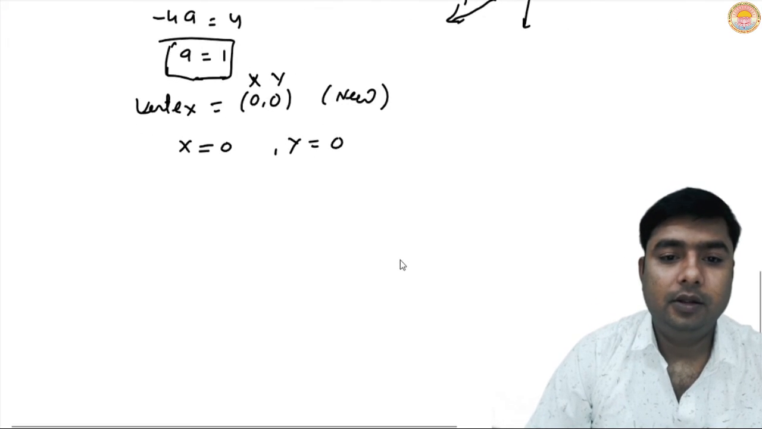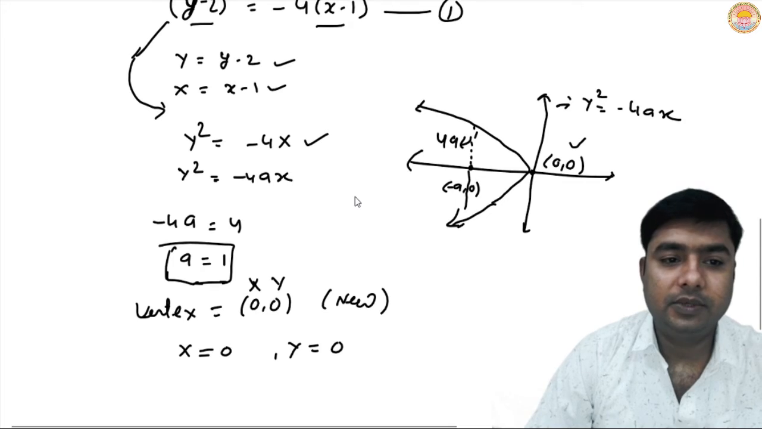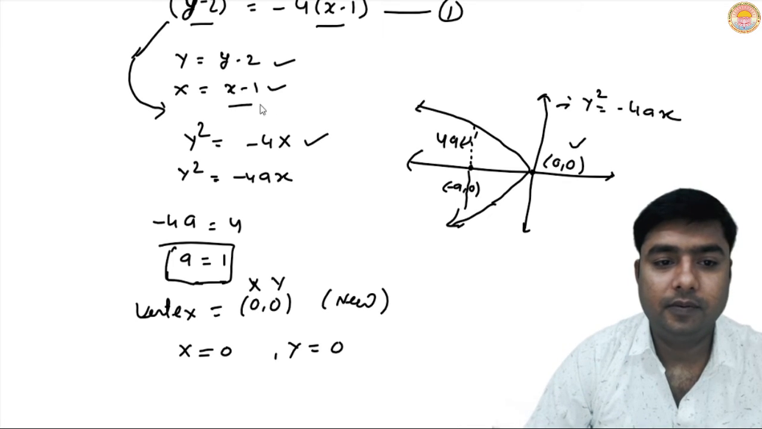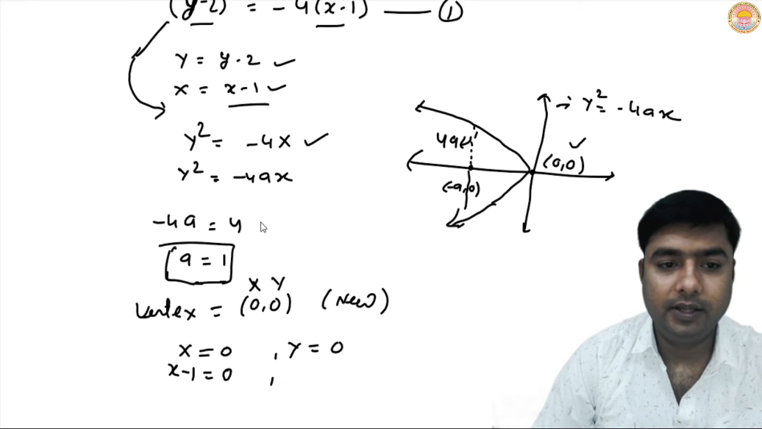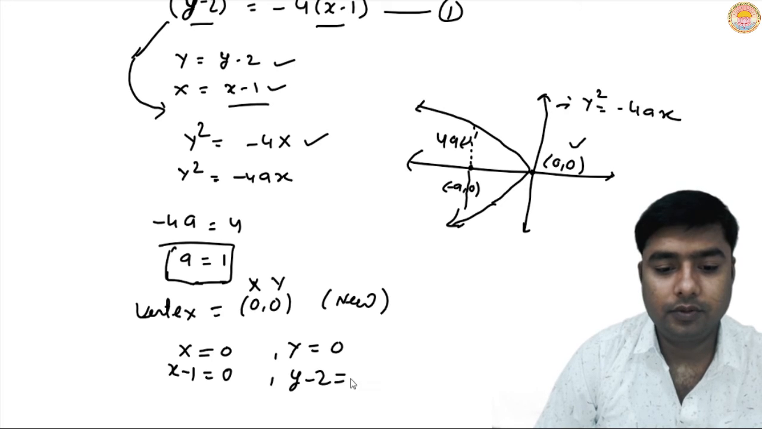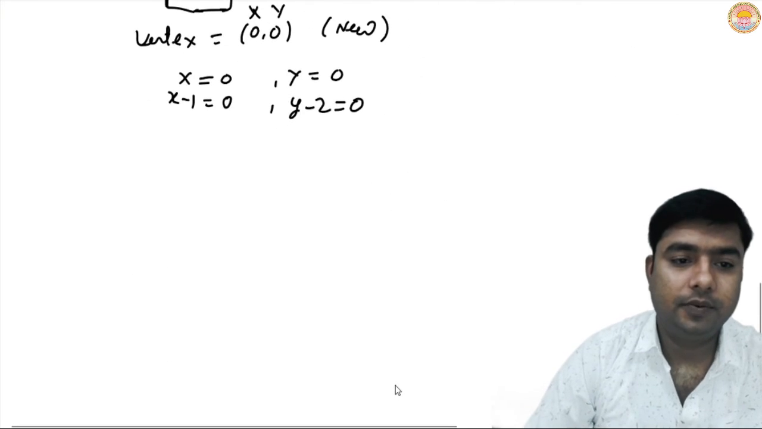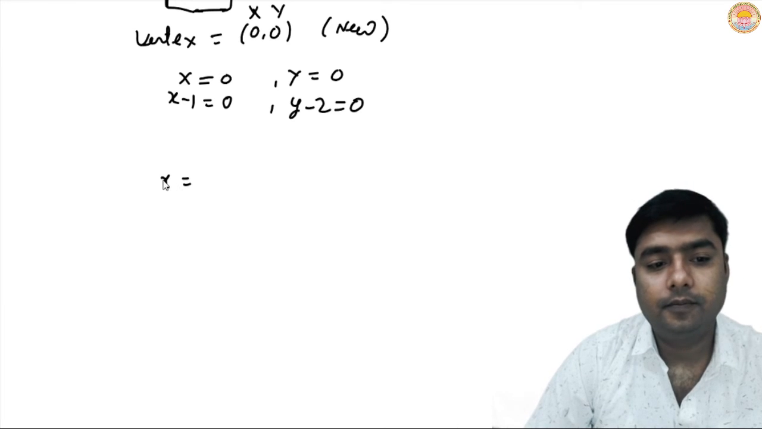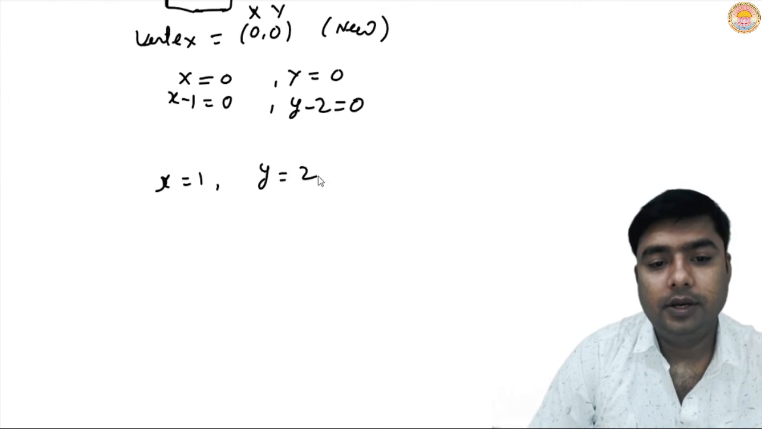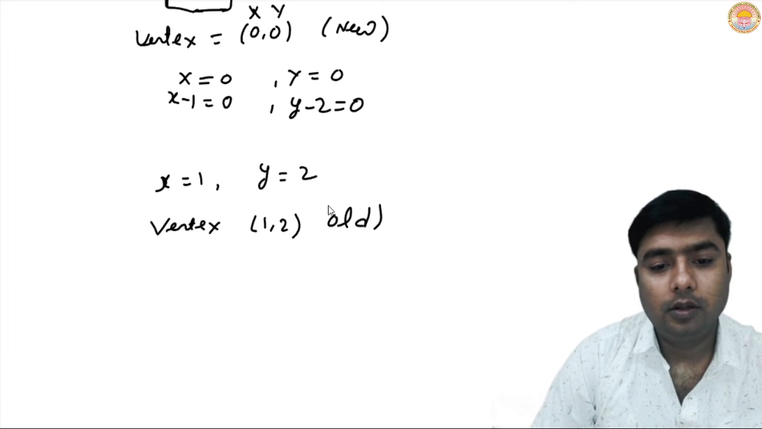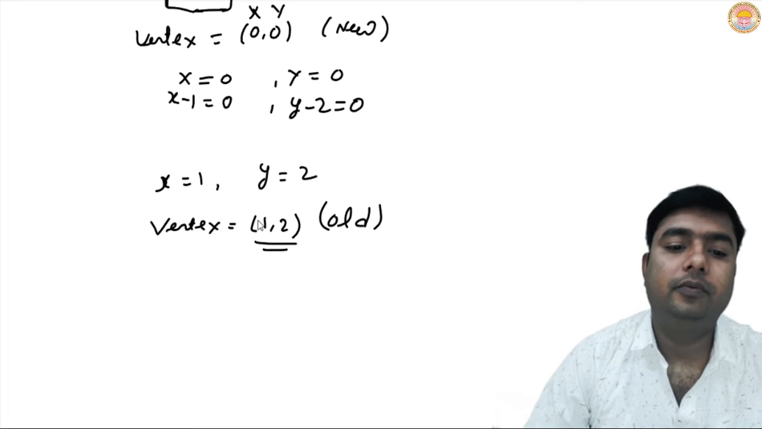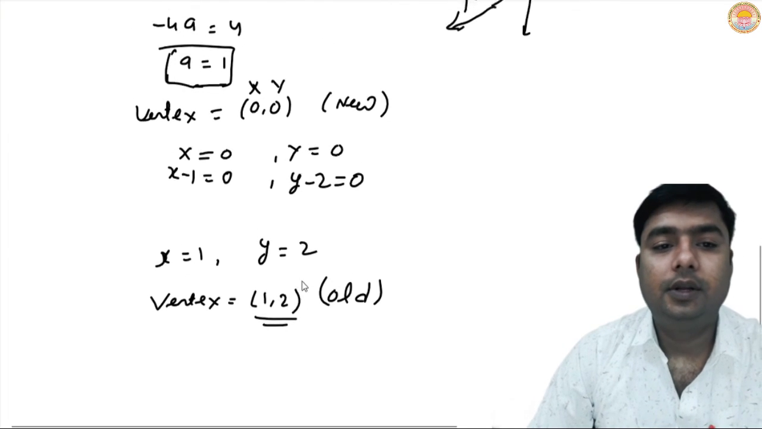Now we want to find the vertex of the old parabola. That's why we put capital X is x minus 1 in this place, x minus 1 equals 0, and capital Y is y minus 2 equals 0. Now we solve these equations and we get x equals 1 and y equals 2. It means the vertex is 1 comma 2. This is the old vertex.